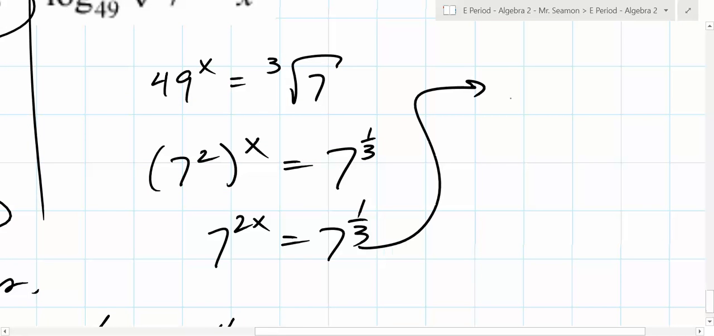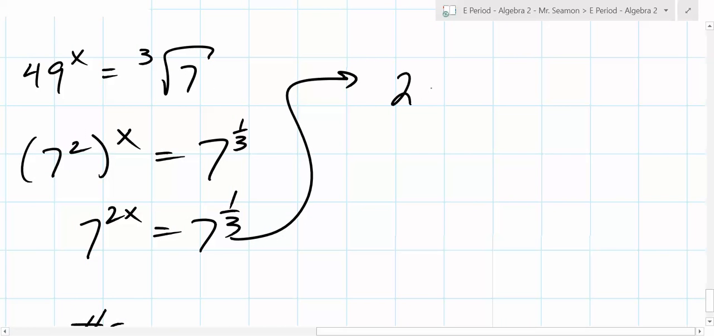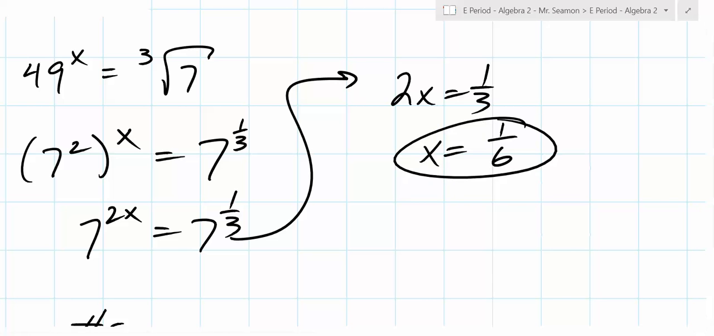If that is true, what has to be true? Correct. So x is equal to? Try again. 1/6. Divide by 2.